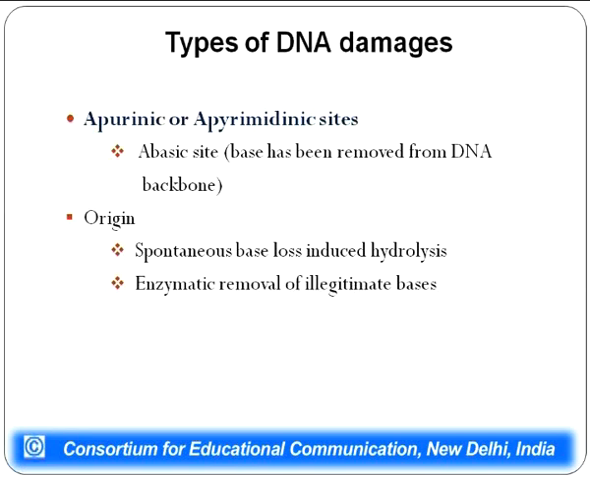Other types of DNA damage include formation of apurinic or apyrimidinic sites, wherein the base which is attached to the deoxyribose sugar gets removed. This site does not have a purine or pyrimidine, so it cannot code for a complementary base pair, or whenever transcription is occurring, it cannot code for any nucleotide at that position.